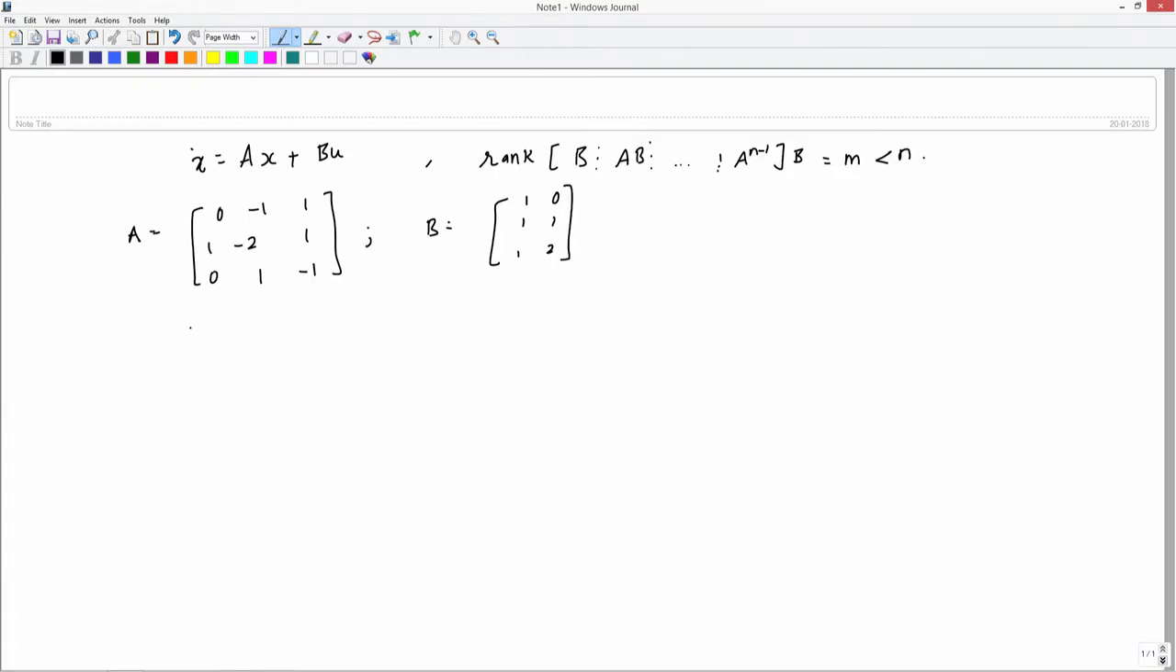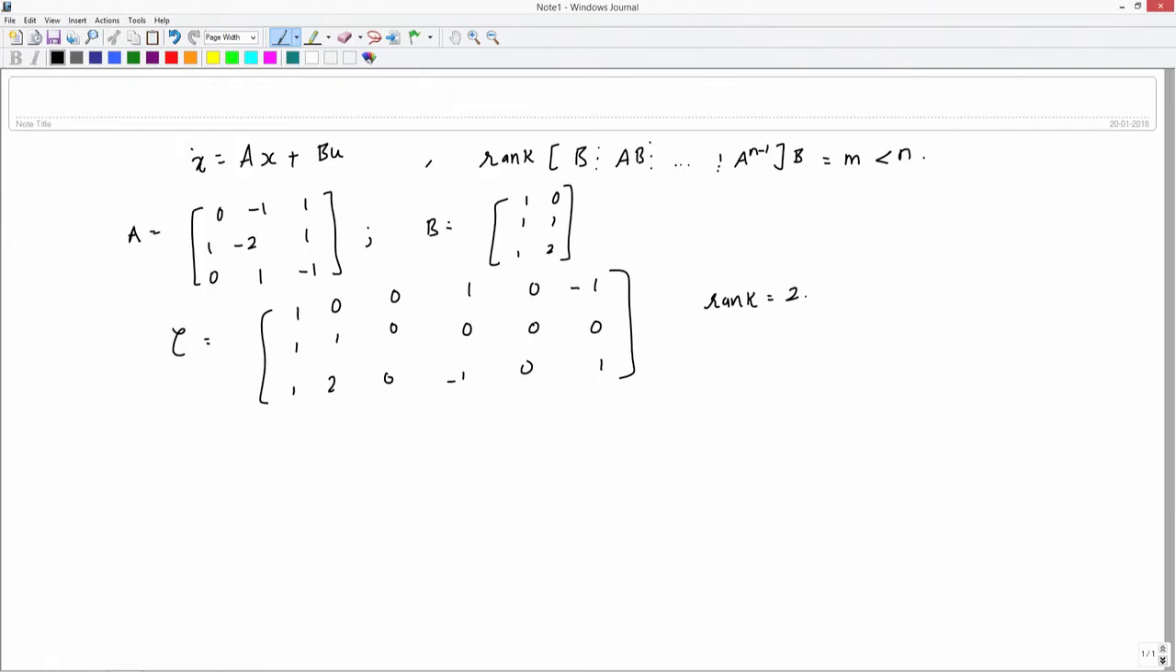The controllability matrix C, as I call it: B is [1, 1; 1, 0; 1, 2], AB would be [0, 0; 0, 1; 0, -1], and A squared B would be [0, -1; 0, 0; 0, 1]. We can easily check here that the rank is 2. Now, what do we do when the rank is 2?